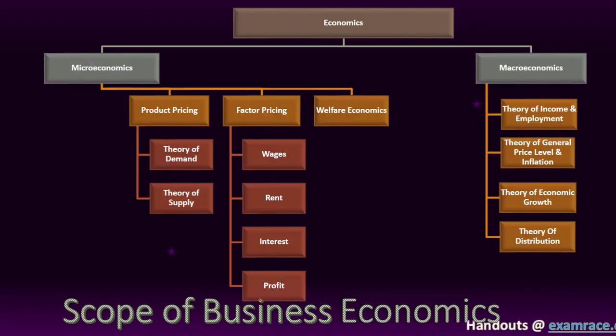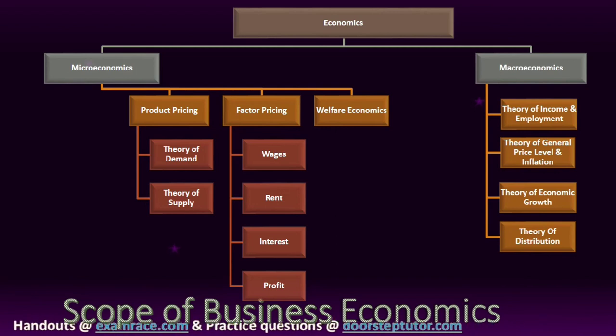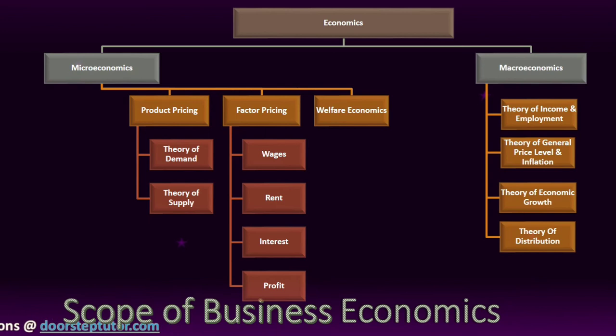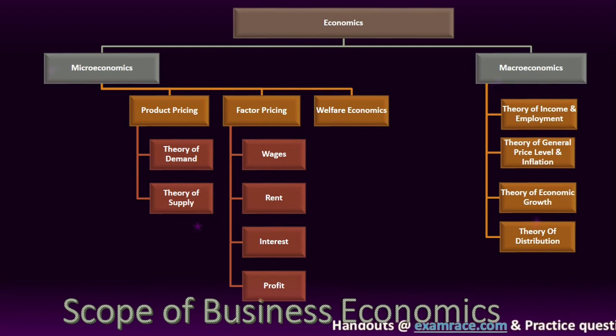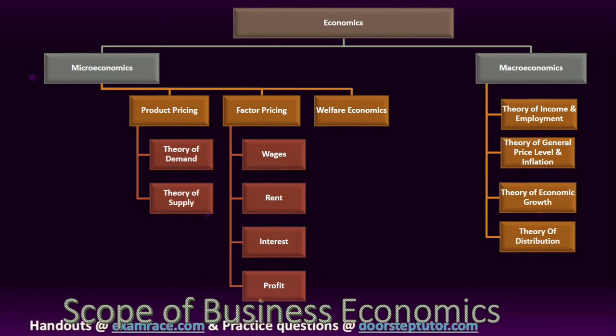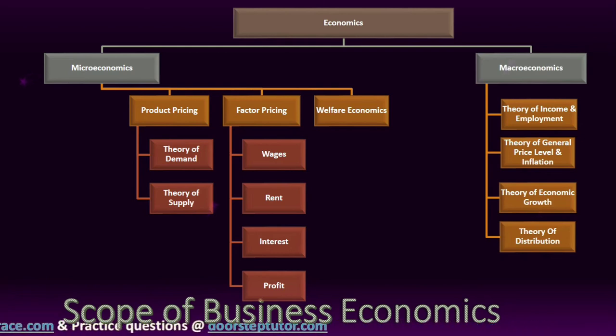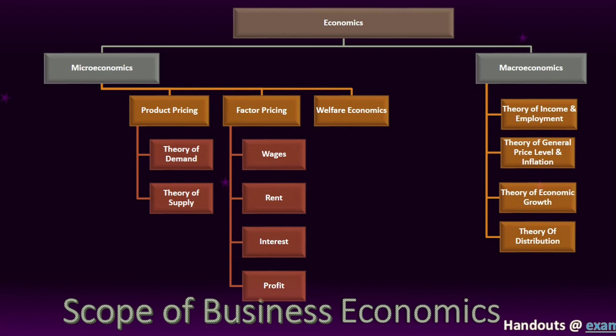Business economics is categorized into two kinds. First one is microeconomics and the second one is macroeconomics. Microeconomics constitutes three factors in it, that is product pricing, factor pricing and welfare economics. Product pricing includes theory of demand and theory of supply, whereas factor pricing includes four theories in it, and these are theories of wages, theory of rent, theory of interest, and the theory of profit.